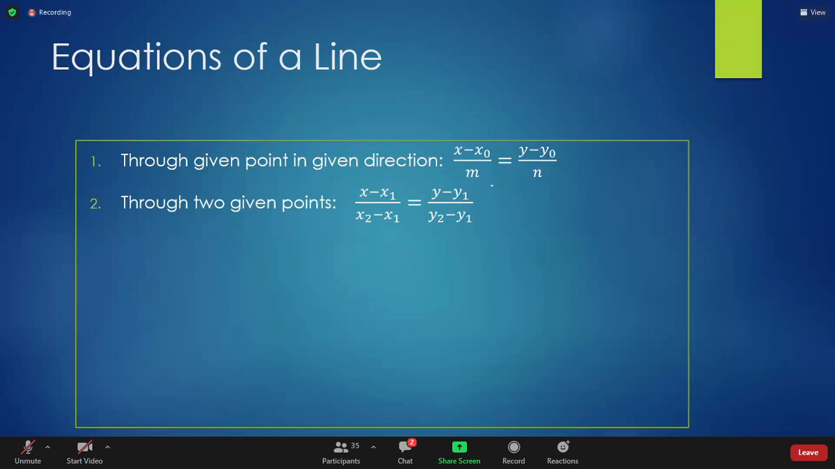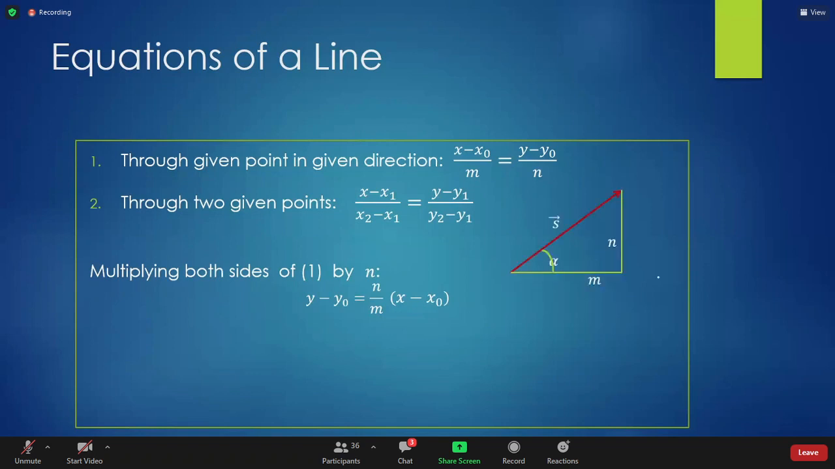Then the next thing we had to consider was the general equation of a line. That is, if we rearrange this first equation, we get something like this. And then we considered n over m, the fraction n over m, and we saw that it actually is the tangent of the angle alpha that the line forms.